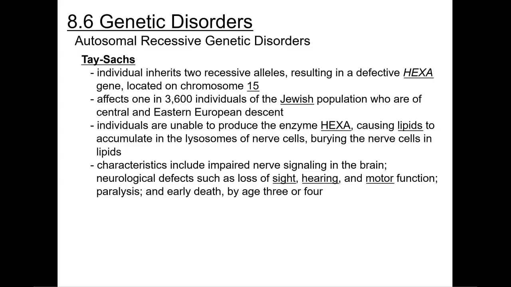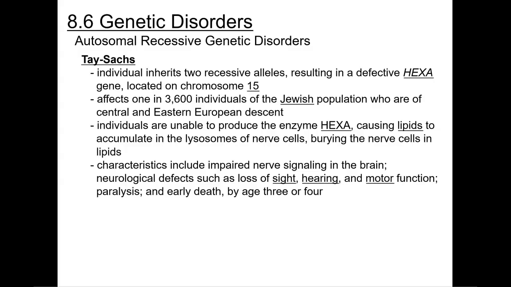Autosomal recessive genetic disorders are going to occur when an individual inherits 2 recessive alleles for a particular disorder. An example of this could be Tay-Sachs. So the individual is going to inherit 2 recessive alleles that result in a defective HEXA gene that's located on chromosome 15. This affects 1 in 3,600 individuals of the Jewish population who are going to be of Central and Eastern European descent. Individuals are unable to produce the enzyme HEXA, and that's going to cause lipids to accumulate in the lysosome of nerve cells. That buries the nerve cells in fats, so lipids.